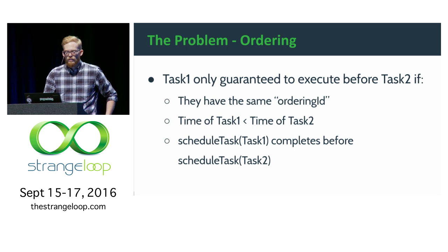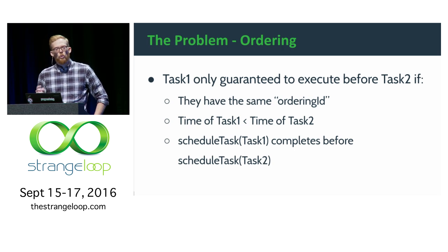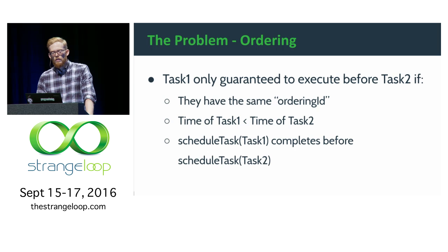So ordering is a complex thing. Let's define it a bit more exactly for the purposes of this system. We're going to say that task 1 is only guaranteed to execute before task 2 if these 3 things are true. Number 1, they have the same ordering ID. That is, a developer said these things are linked and I want their ordering to be defined. Number 2, task 1's scheduled time is before the scheduled time of task 2. That makes sense. And lastly, the call to schedule task 1 was completed before the call to schedule task 2.